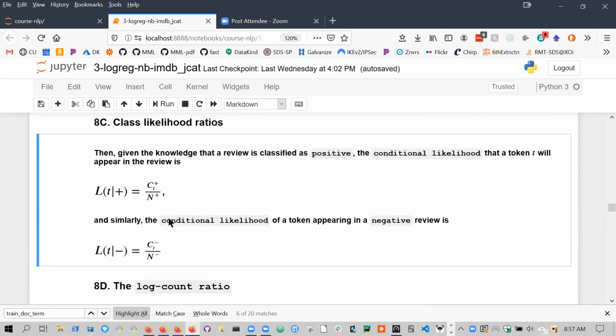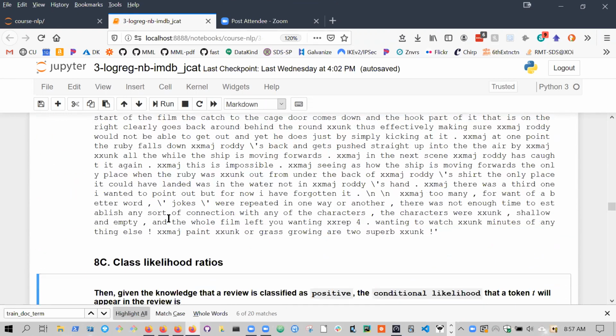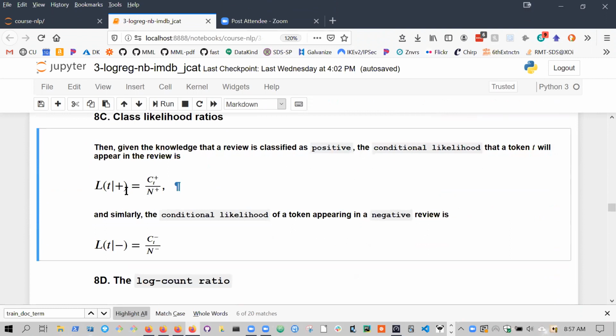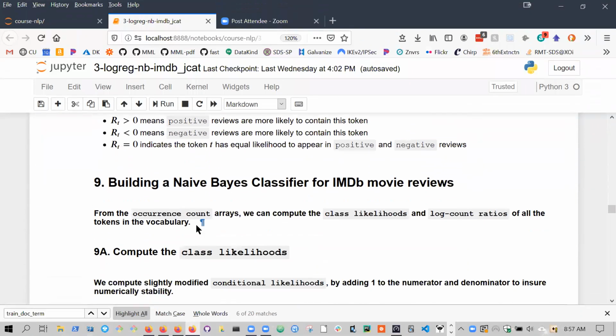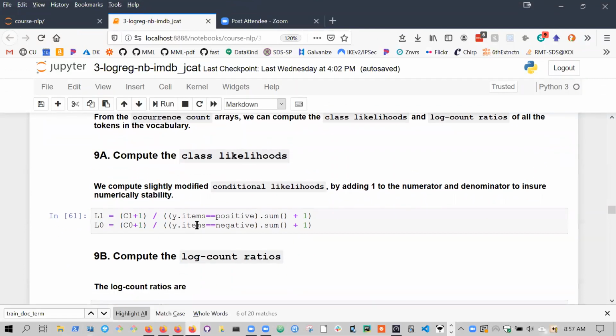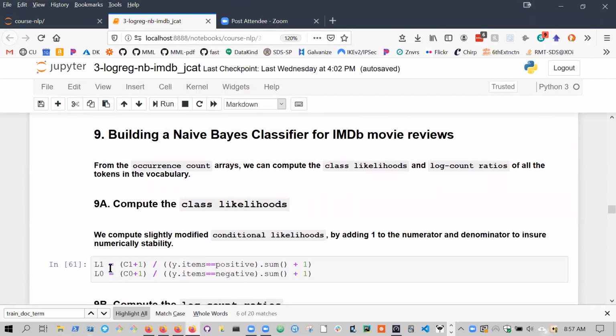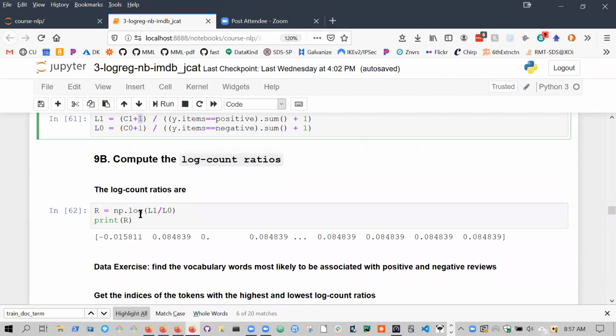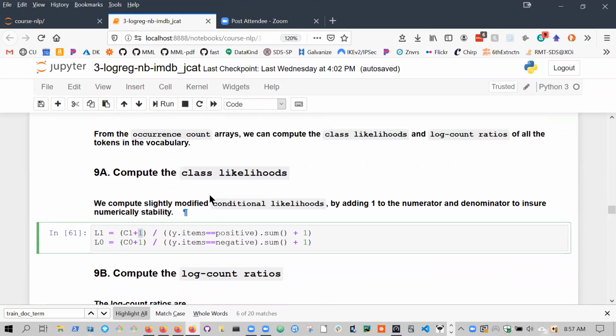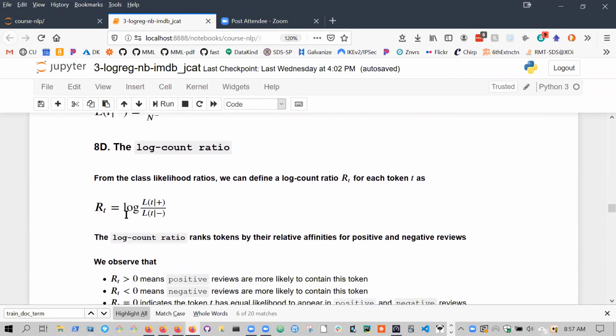The likelihoods as I define them here are... there's actually a little trick: when they actually compute the likelihoods, they add 1 to the numerator and the denominator just to make sure things are numerically stable. So here's how you define the likelihoods with that extra trick, the extra 1 added to the numerator and denominator. And then here's how you compute the log count ratios. You just take the ratios of these two things as we did here. R is the log count ratios.